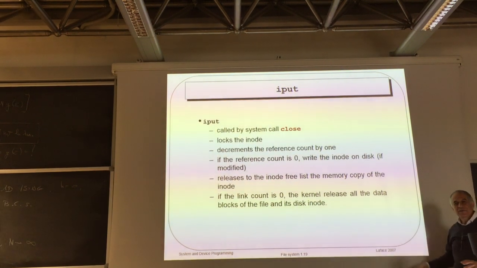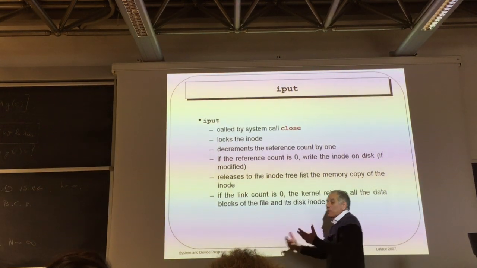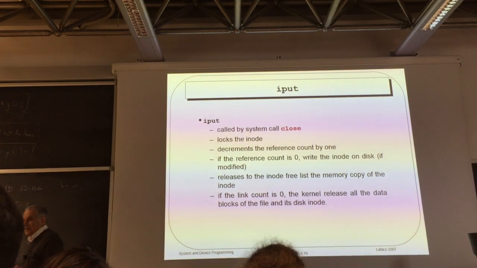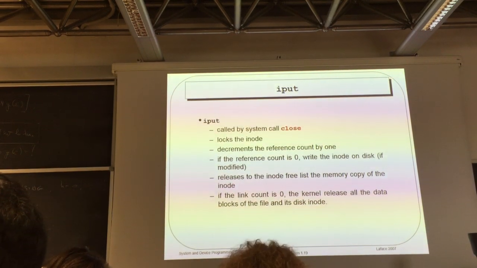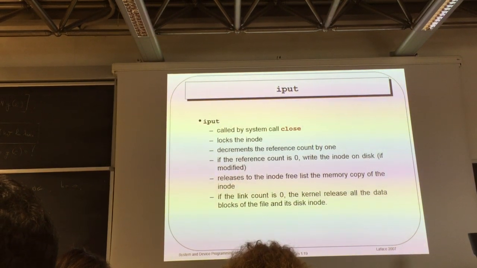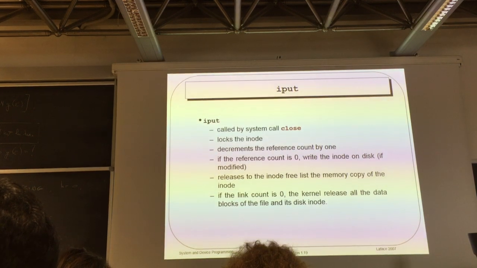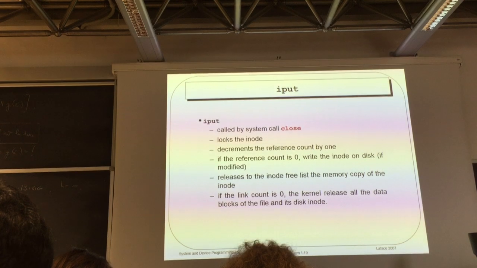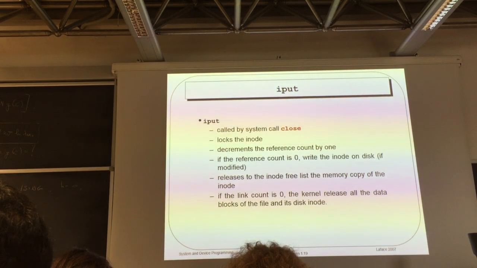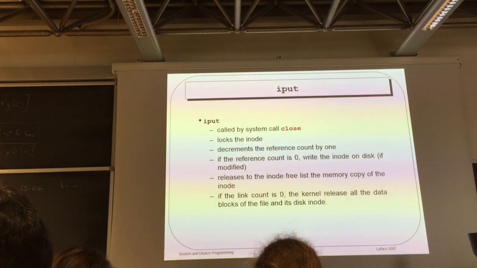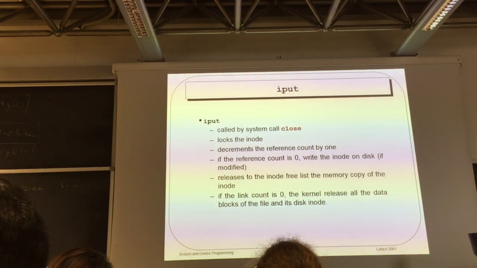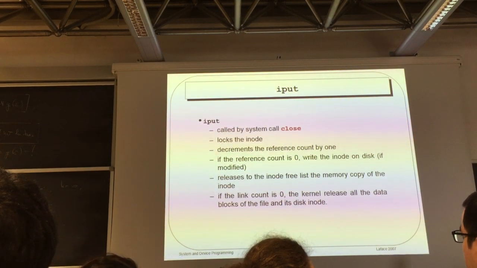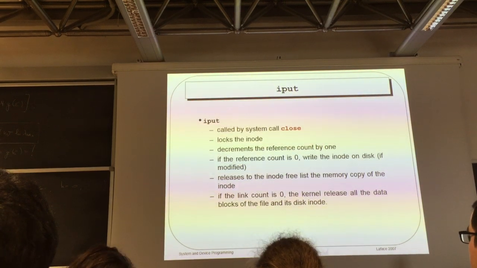So if a file is in use by one or more processes, even if the link count is 0, the kernel doesn't remove the data. How is it possible that the file is in use, but the link count is zero? We have a copy on the cache or somewhere else.